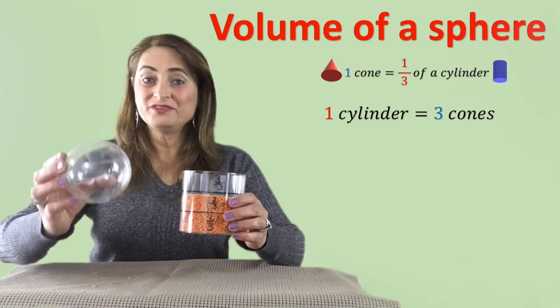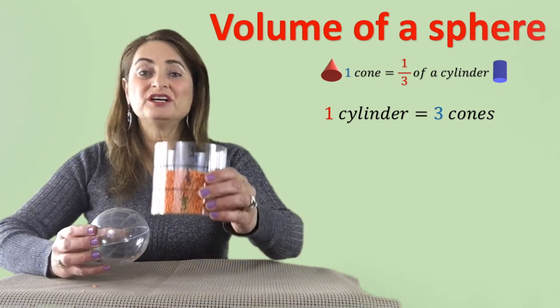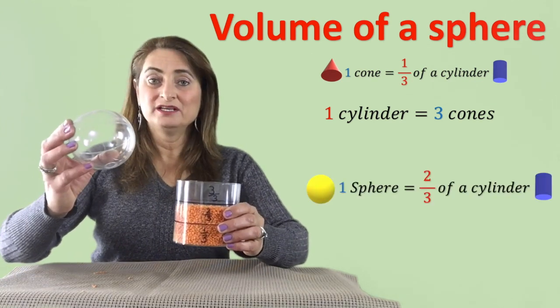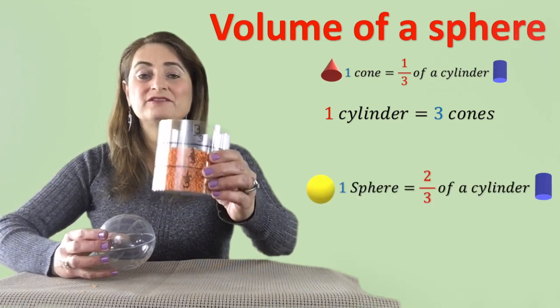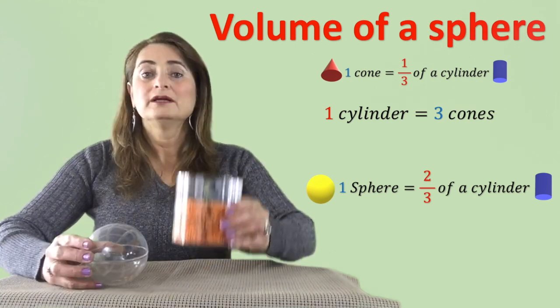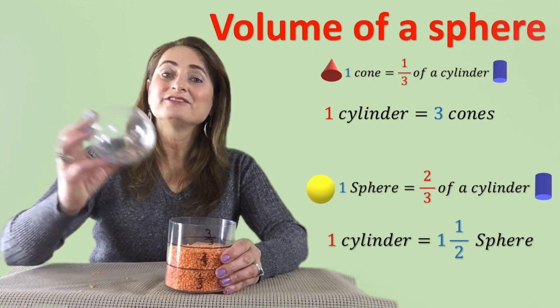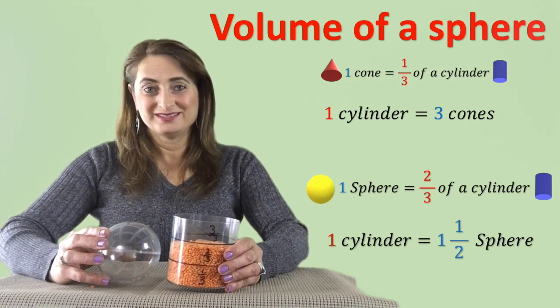One full sphere filled 2/3 of a cylinder, which means the volume of a sphere is 2/3 the volume of a cylinder, and the volume of a cylinder is equal to 1.5 times the volume of a sphere.